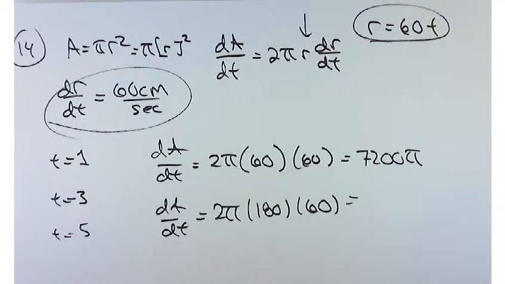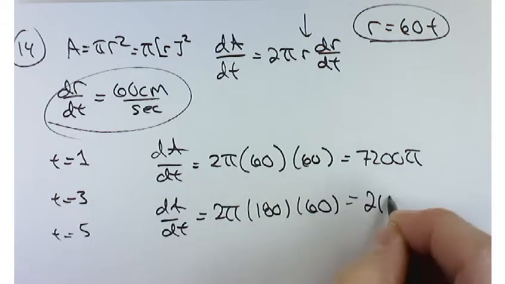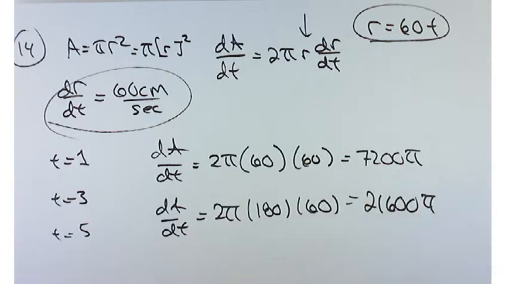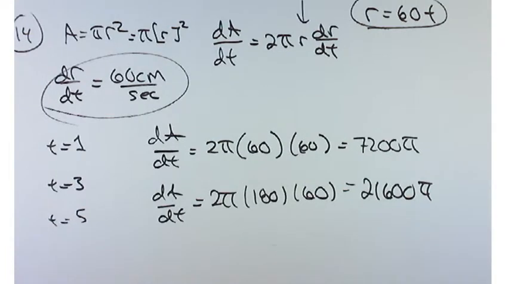10,080, 20,160? I don't know. Let's see. 1080 times 60 times 2. 21,600, yeah, thank you. 21,600 pi.